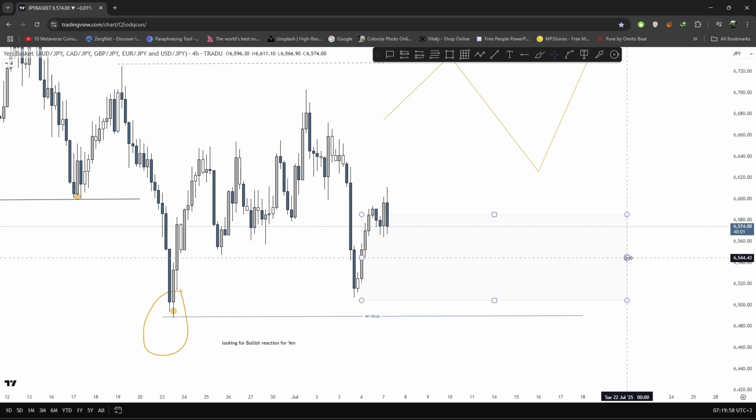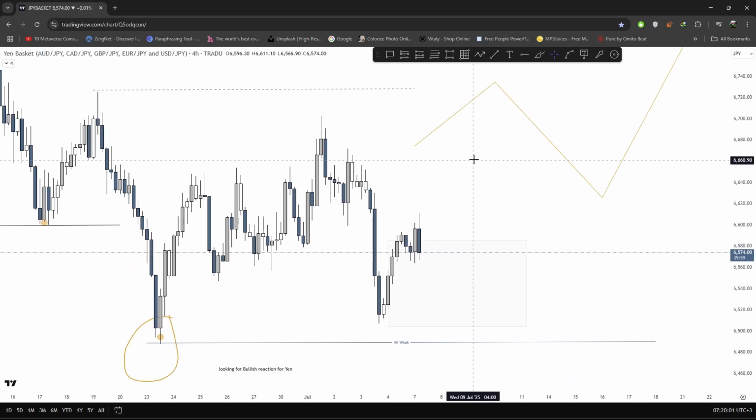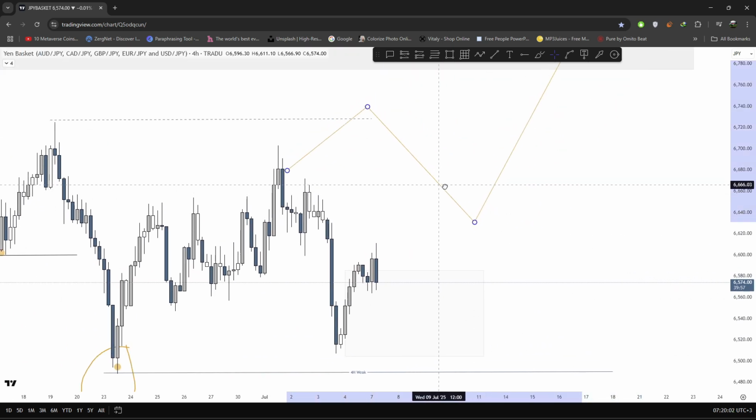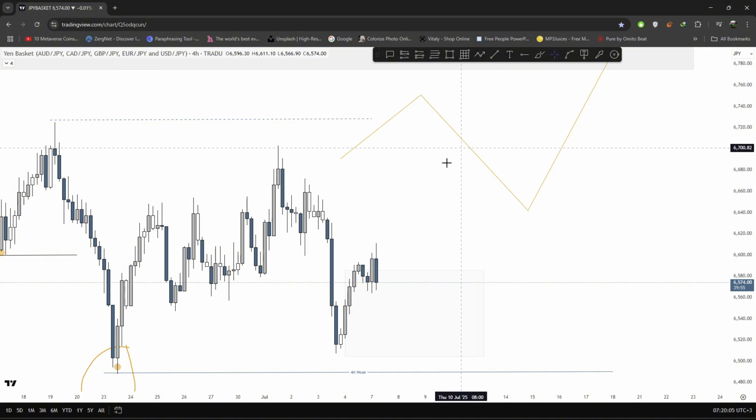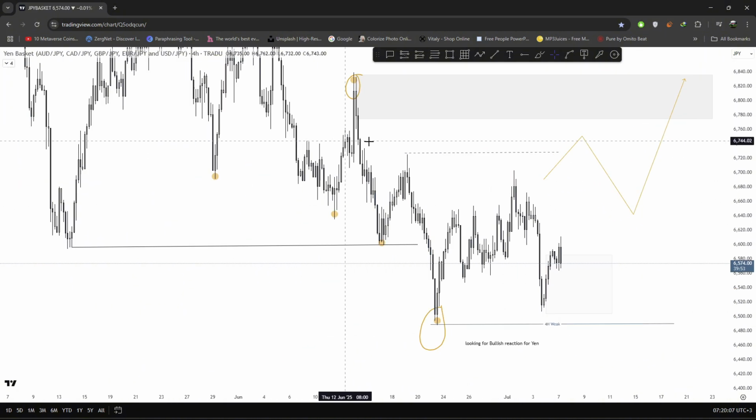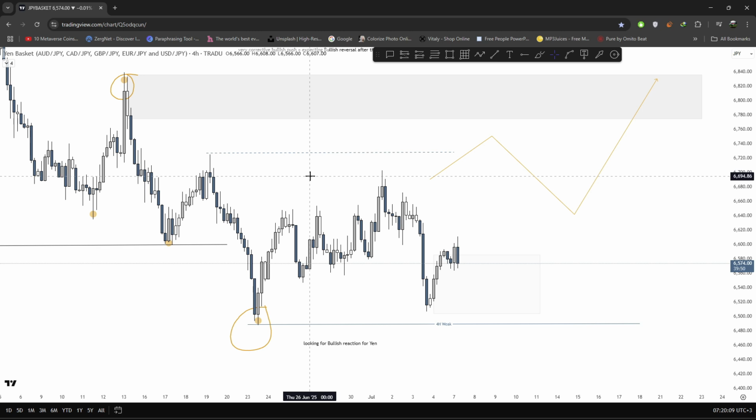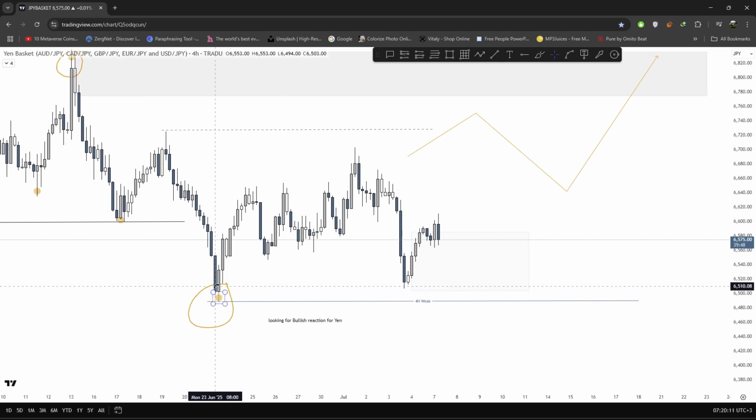Japanese yen. Let's see, what do we have here? Yeah, we've been bearish for quite some time. What is this, 4 hour? Yes, bearish for quite some time. We have corrected quite a bit. Price did start giving us internal higher highs and higher lows.